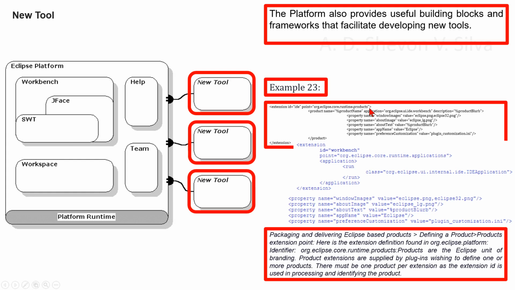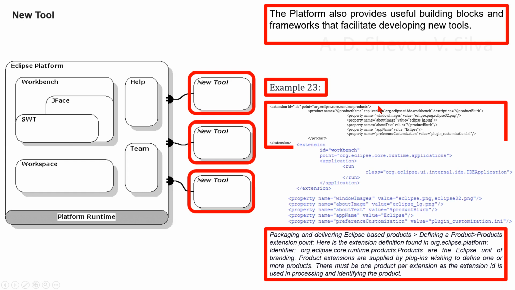The preferred mechanism for defining a product based on the Eclipse platform is to contribute the org.eclipse.core.runtime.products extension point. To do this, a plugin simply declares the name and the ID of its products, as well as the ID of the application extension that should be run when the product is invoked. This is the technique used by Eclipse platform itself in defining the Eclipse product.